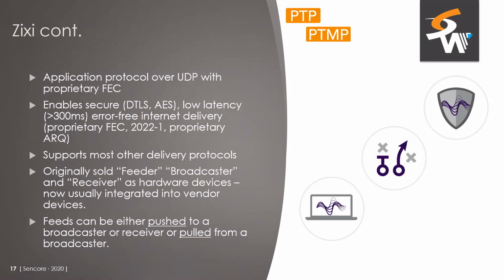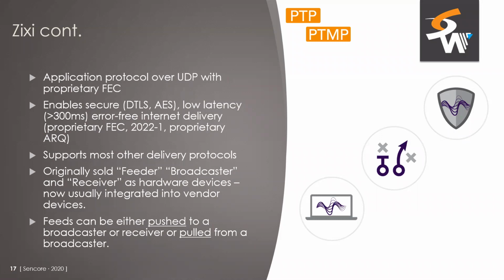Like I mentioned, they originally sold it as hardware pieces. Those 3 pieces are still pertinent as far as how the delivery chain works. You have a feeder that's going to originate the feed and send that into the Zixi ecosystem, which would ultimately, in most cases, end up at a broadcaster, but could also end up straight at a receiver, and that would be your point-to-point connection. But for the most part, it pretty much always goes to a broadcaster for a number of reasons.